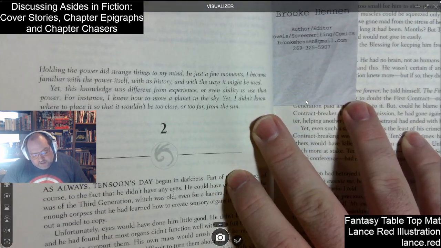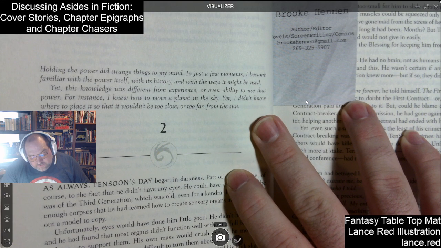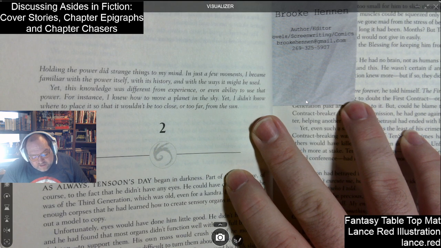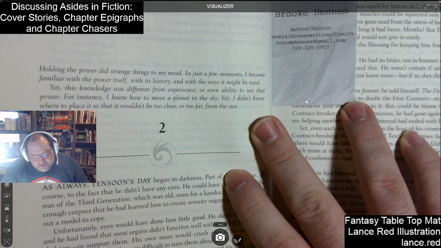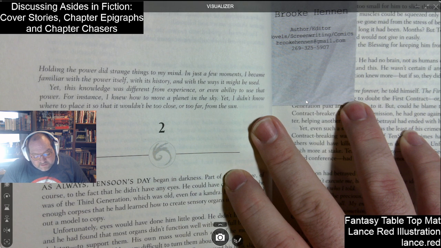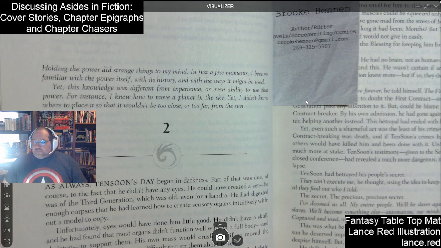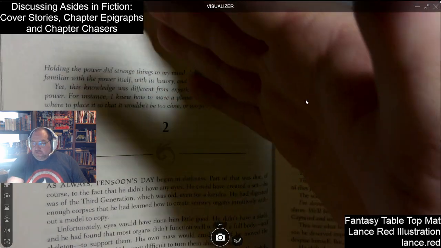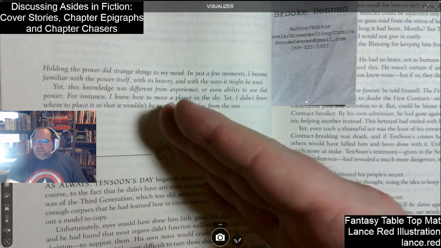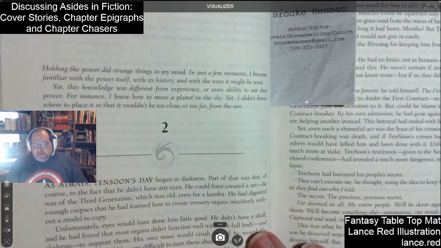Holding the power did strange things to my mind. In just a few moments, I became familiar with the power itself, with its history and with the ways it might be used. Yet, this knowledge was different from experience or even ability to use that power. For instance, I knew how to move a planet in the sky, yet I didn't know where to place it so that it wouldn't be too close or too far from the sun.